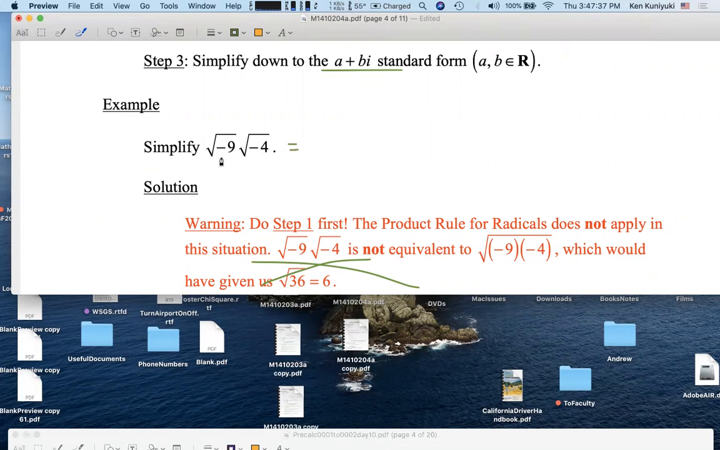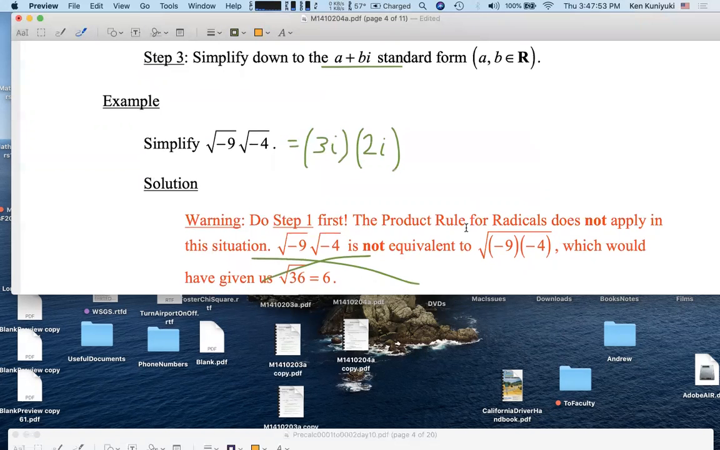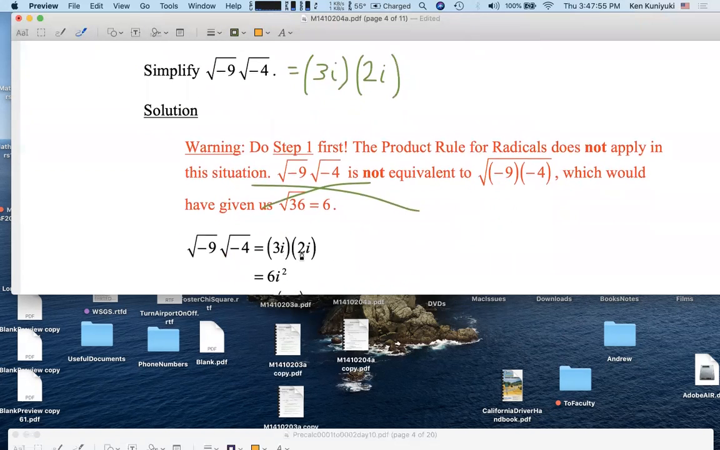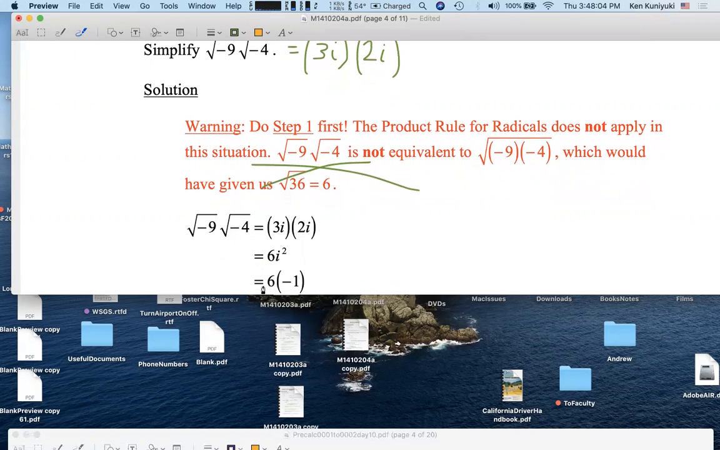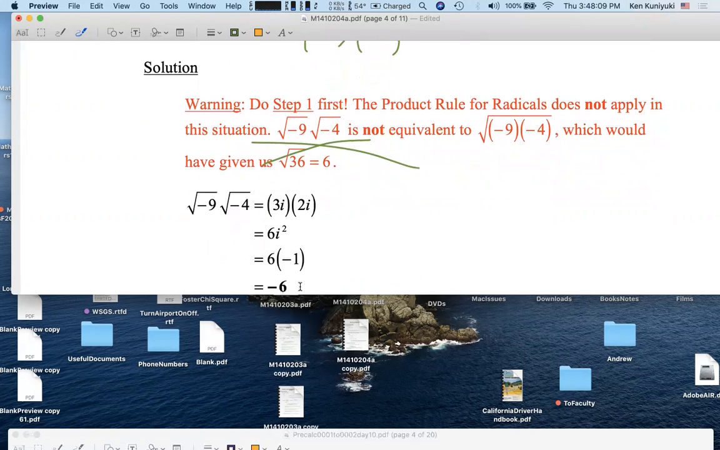The principal square root of -9 is 3i. The principal square root of -4 is what? 2i. All right. 3i times 2i is 6i squared, but we're not done yet. i squared is what? i squared is -1. Make sure you indicate that's a product here. And then 6 times -1 is -6.